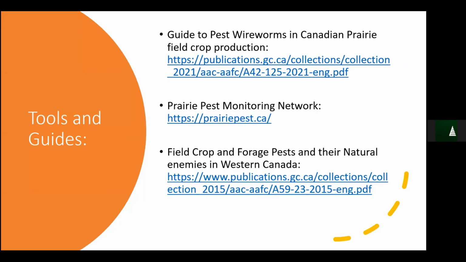These are some tools and guides that we have that are out and available for people. The guide to pest wireworms in the Canadian prairie is one that's new out this year. And the field crop and forage pests guide is also available. That's a good one for lots of growers in the region and in the area. And then the Prairie Pest Monitoring Network, I have that up there for people. There's lots of good tools on there for monitoring protocols and scouting tips and all kinds of things, which might be useful to some people.